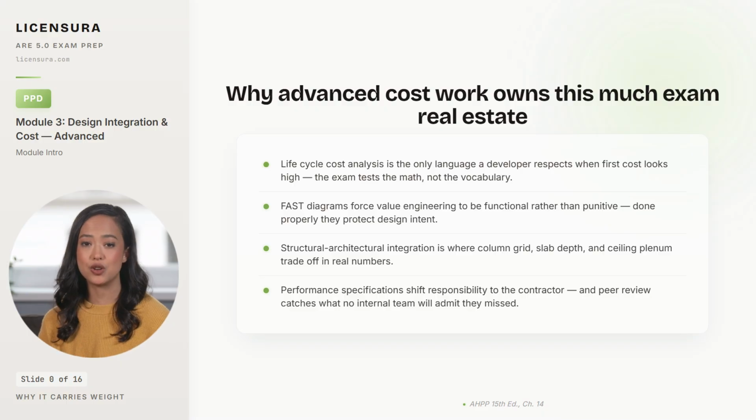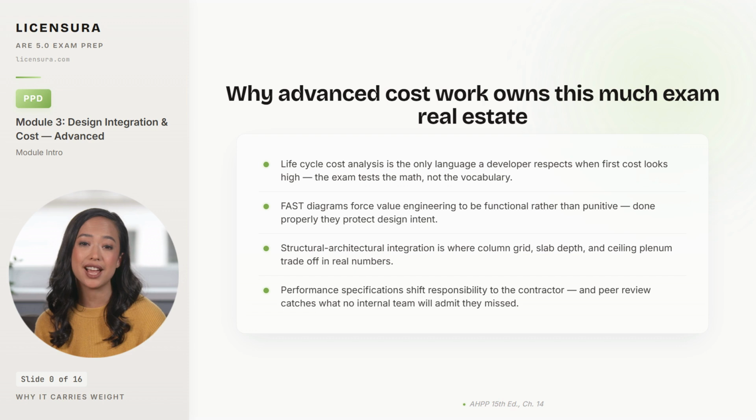Third, structural architectural integration is the math of trade-offs. Shallower beams free up ceiling plenum but add steel weight. Longer spans reduce columns but deepen the structure. Concrete versus steel changes both. The exam writes prompts where one option clears the ceiling and another fits the budget, and you have to read the constraint.